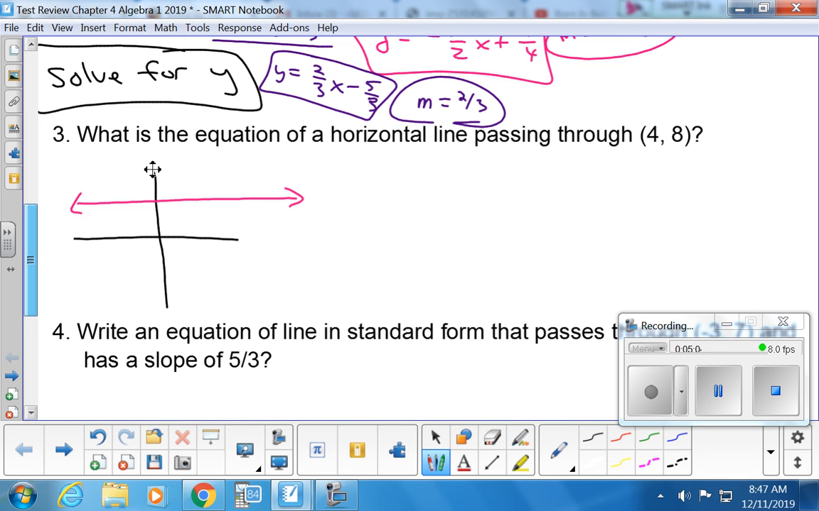Now, if we want to pass through 4, 8, just pretend that's the coordinate 4, 8. We're playing pretend. Would the equation be x equals a number or y equals a number? Good. So is y going to be 4 or 8? Y is going to be 8 because that's an x value and that's a y value.